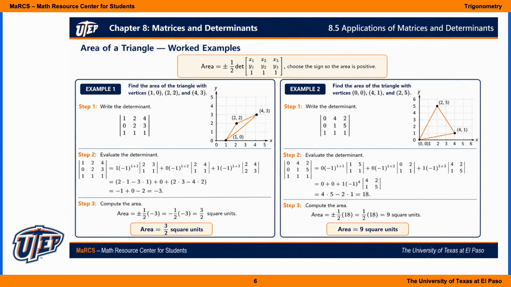Now we multiply by 1/2, so 1/2 times -3 is -3/2, and then we multiply by a negative to make our answer positive since area is positive. So -1 times -3/2 will give us positive 3/2 square units. So that is the area of our triangle. Now here we're given another example, which you can go over to practice.